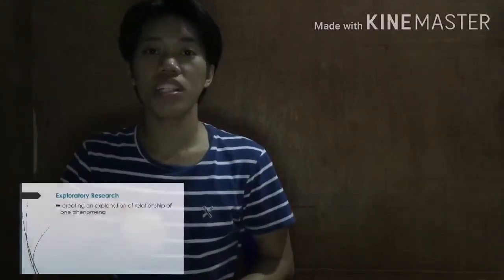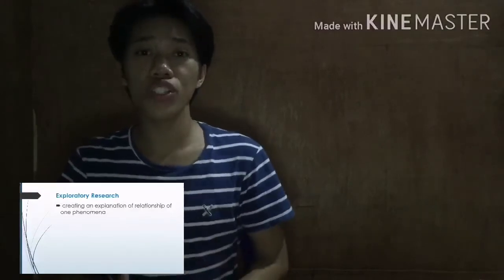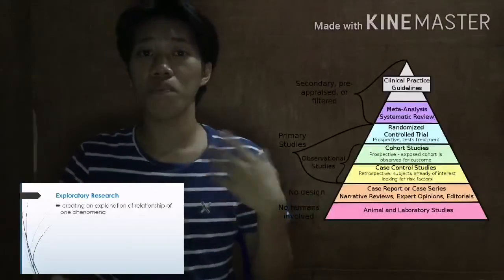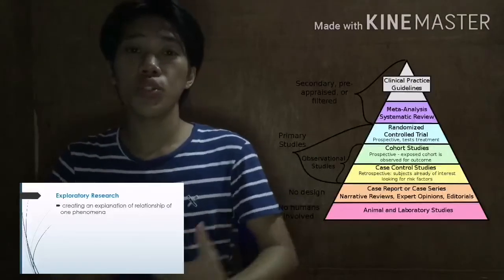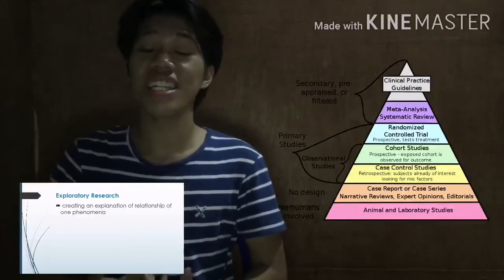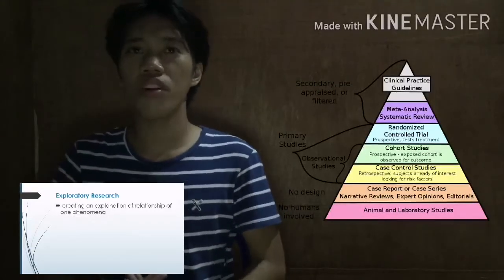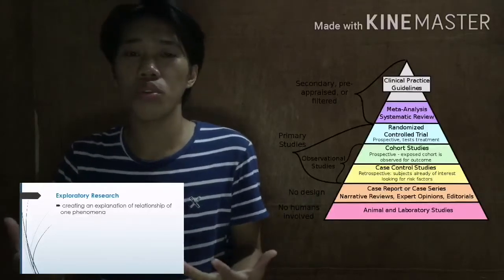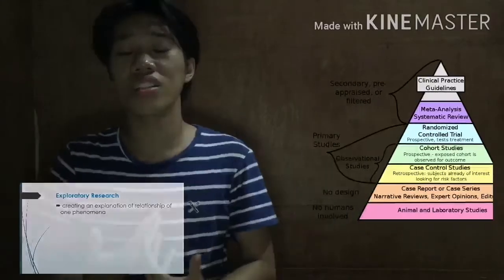In exploratory research, it is creating an explanation of the relationship of one phenomenon, like for example, considering a scenario wherein a juice bar owner wants to increase his sales through increasing the variety of juice. However, he needs more information about the product he wants to release.